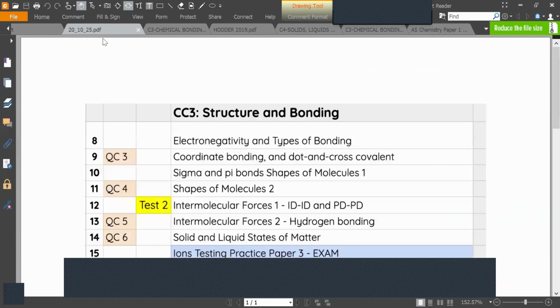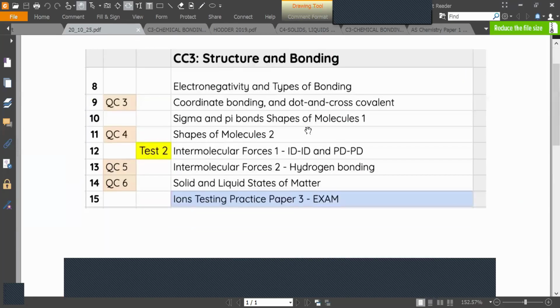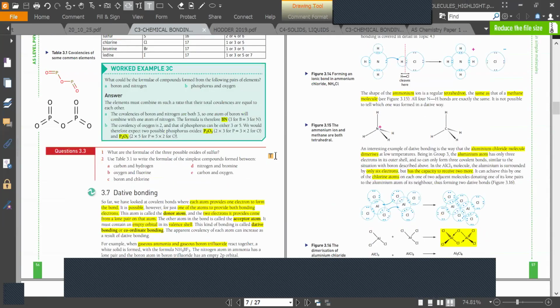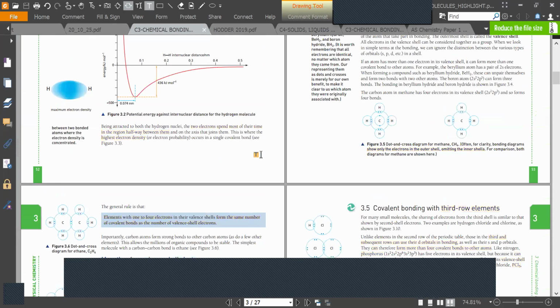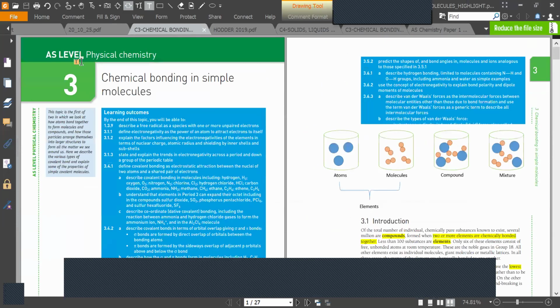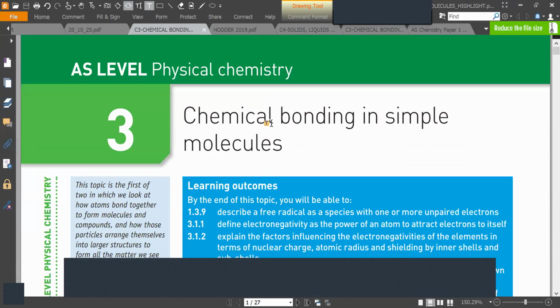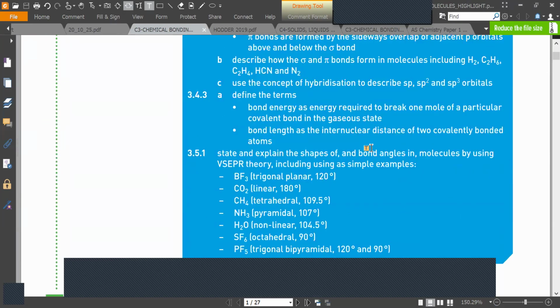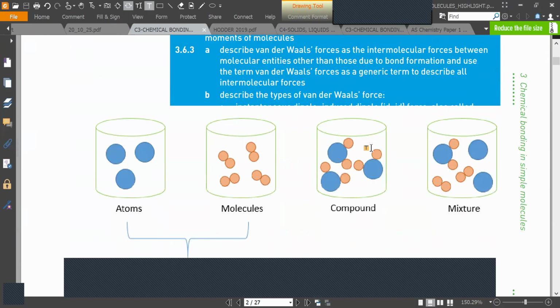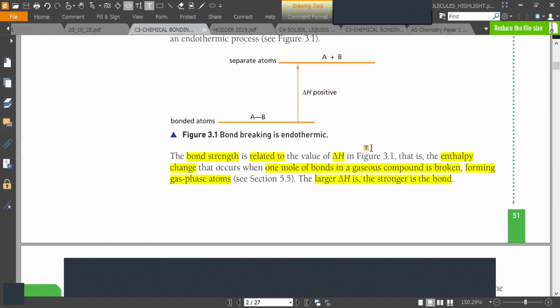Okay, yeah. So this is the list of topics, so basically it will cover everything. This one later I will send to you. This one is mostly talking about covalent bonding and then intermolecular forces, things like that.